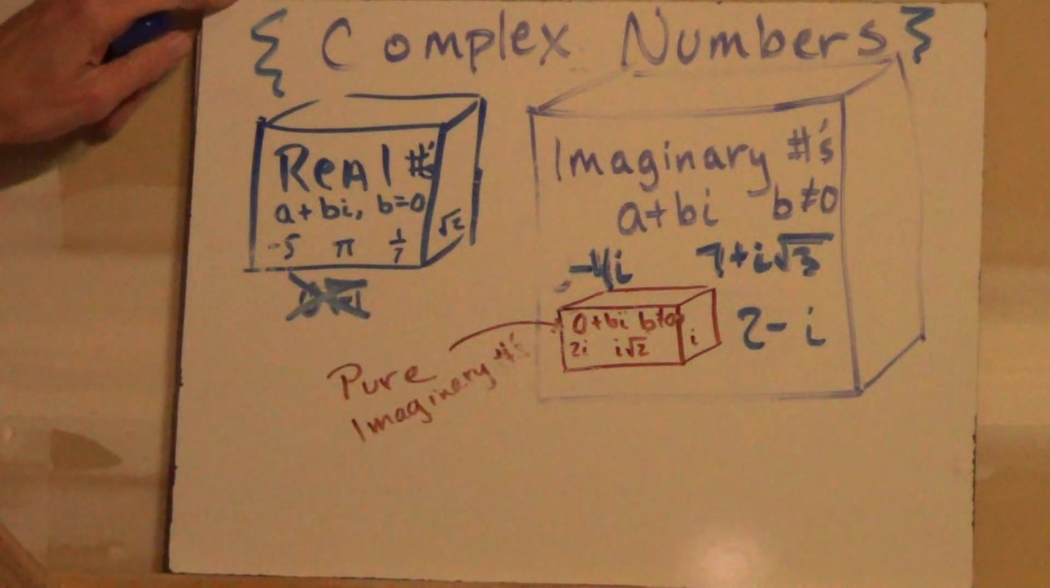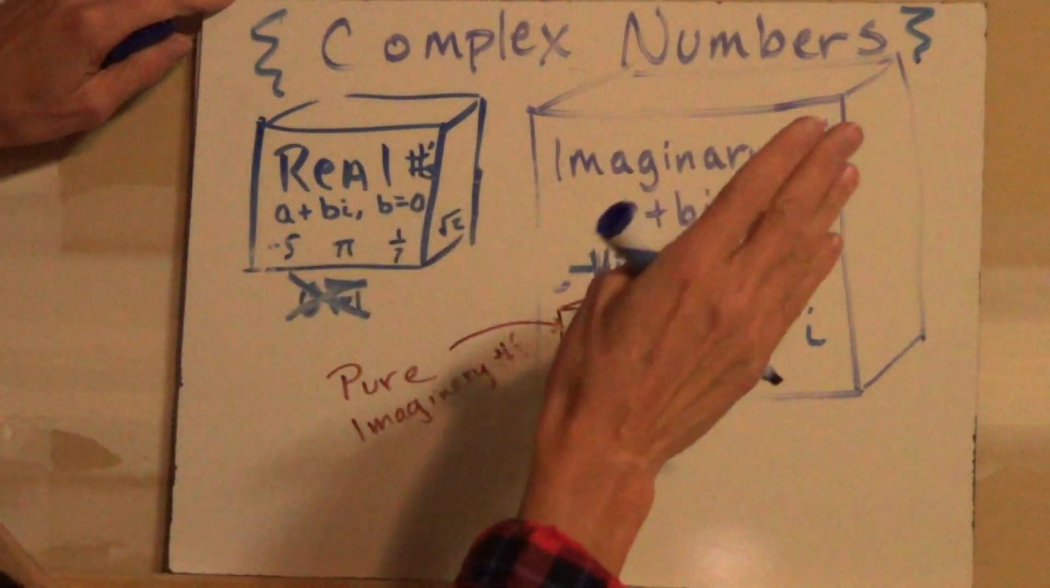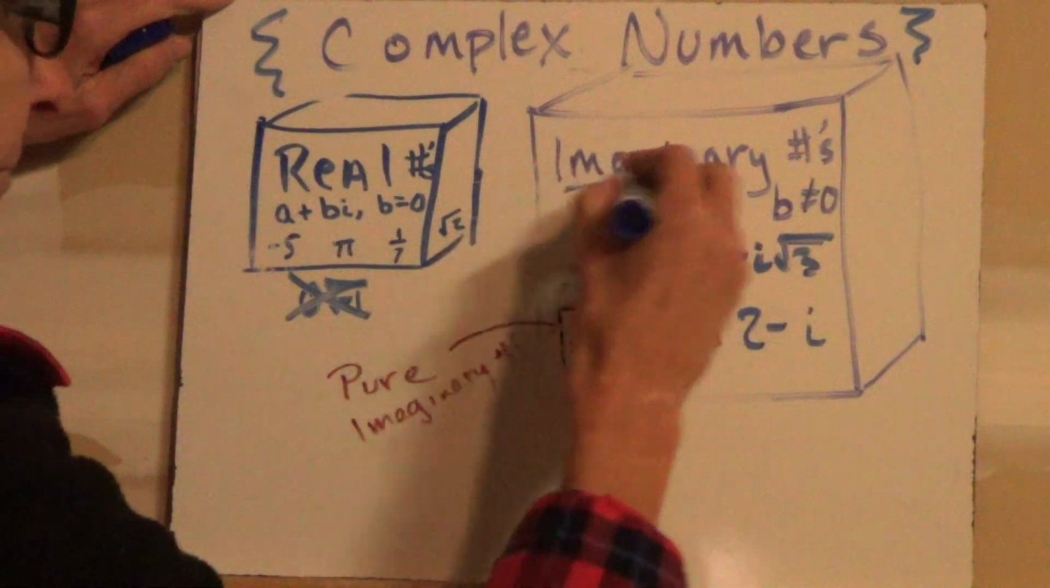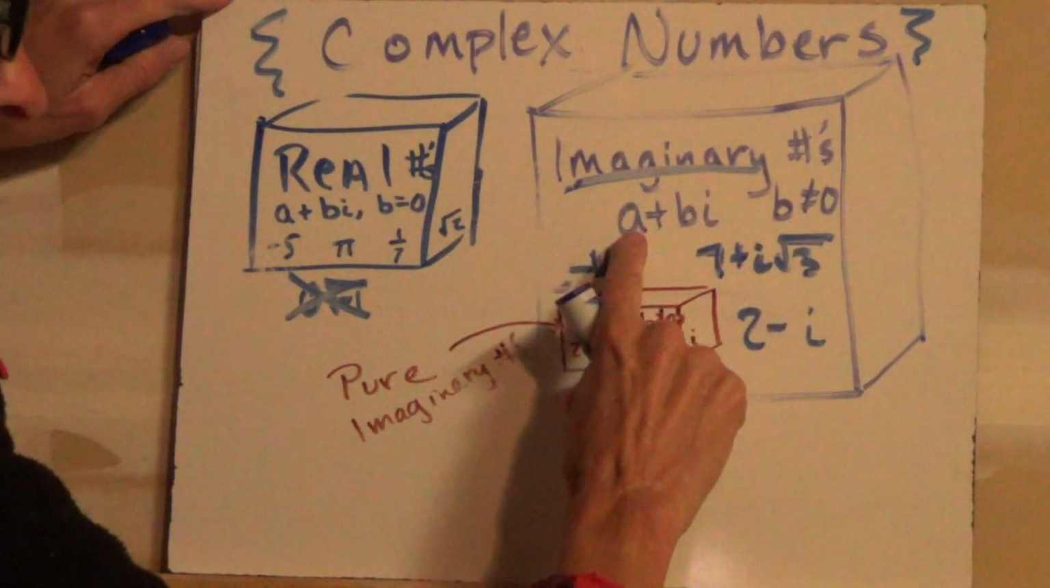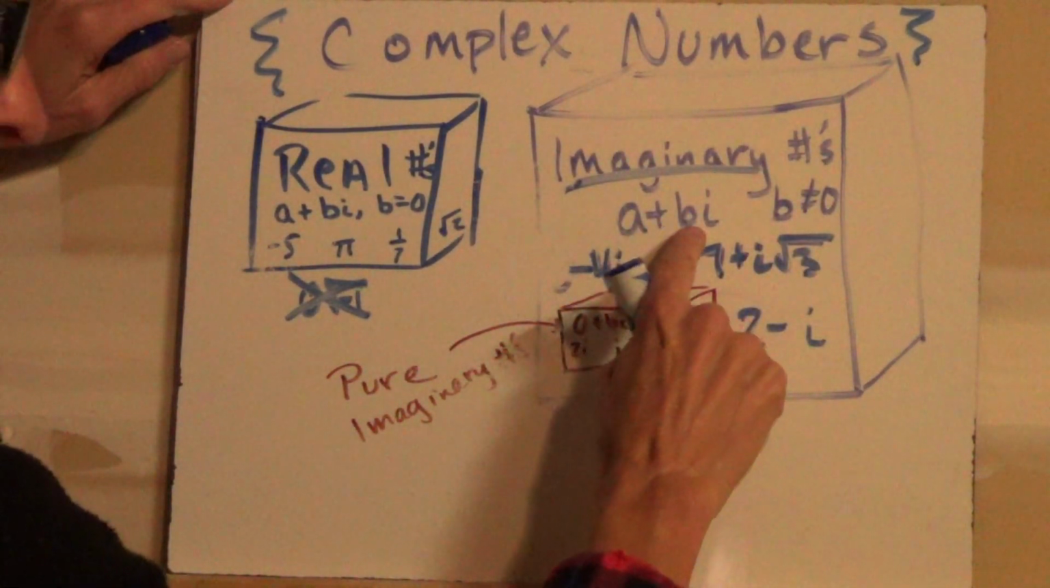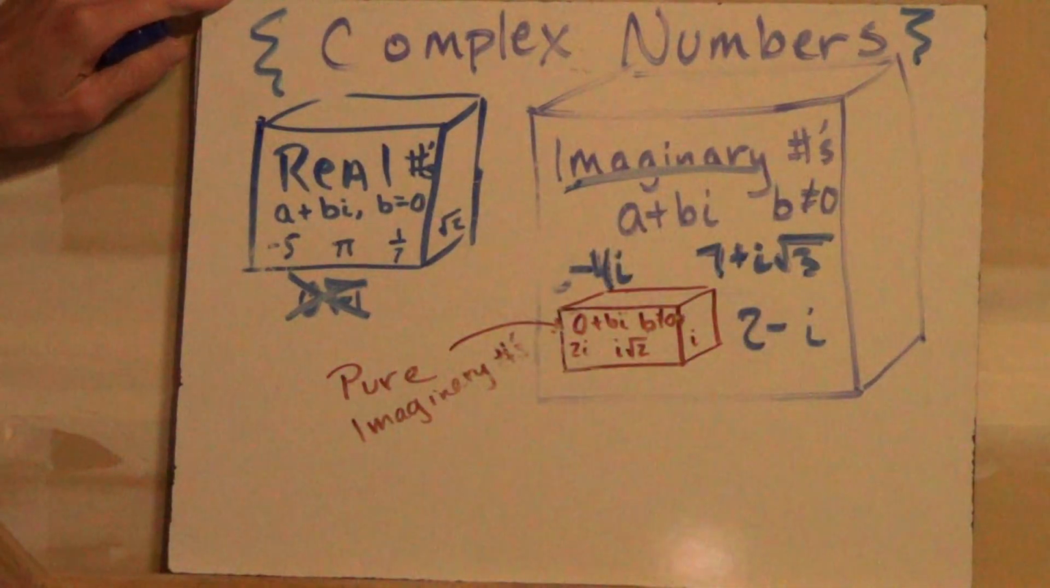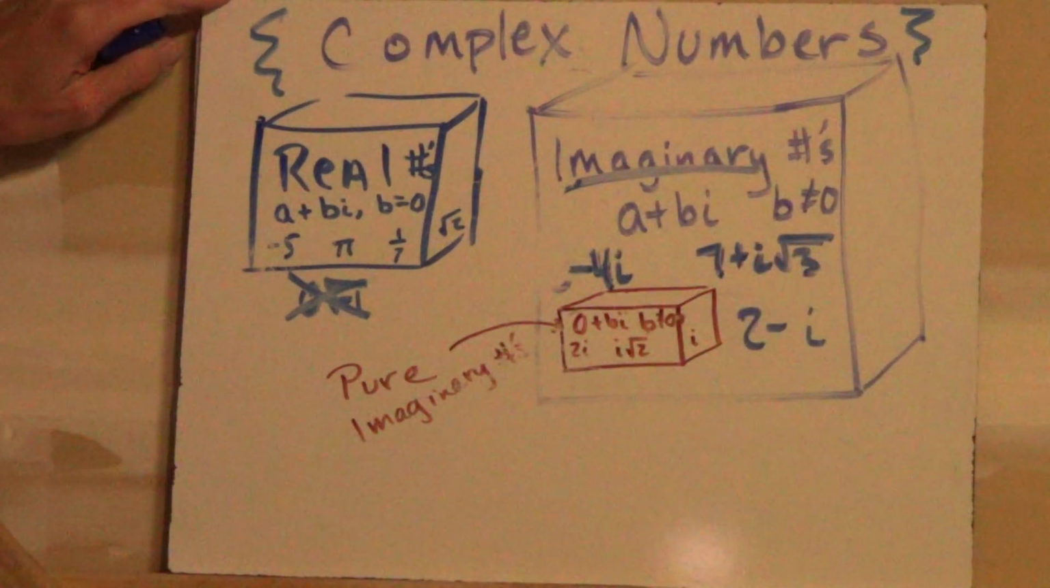Okay, pure imaginary numbers means, oh, let me back up. Imaginary numbers means that it's a real root plus an imaginary root. Neither one can be 0. That's when we have a mix there of them.